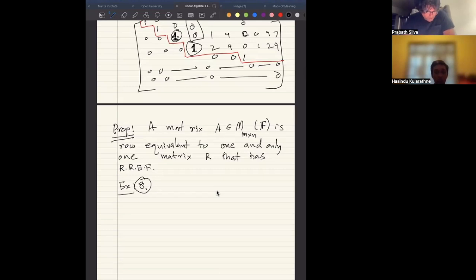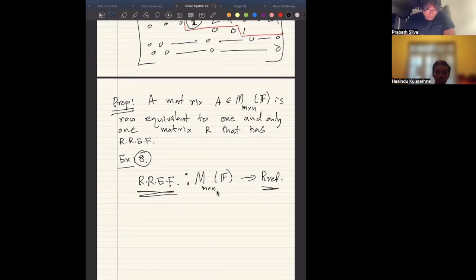So that means you can define this map RREF. You can think of this as a function from m by n matrices to the matrices that are in this format. This is actually a command in MATLAB or something. In this case, we write R as the reduced row echelon form of a matrix A.